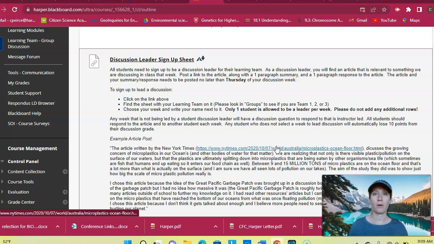One paragraph summarizes the article for everyone. Okay, so again, 4 to 6 sentences. And the second paragraph is why you chose it. So what was interesting about this? What stuck out to you? Why do you find this to be something that you want to share with other students? Okay, so that's kind of the idea.